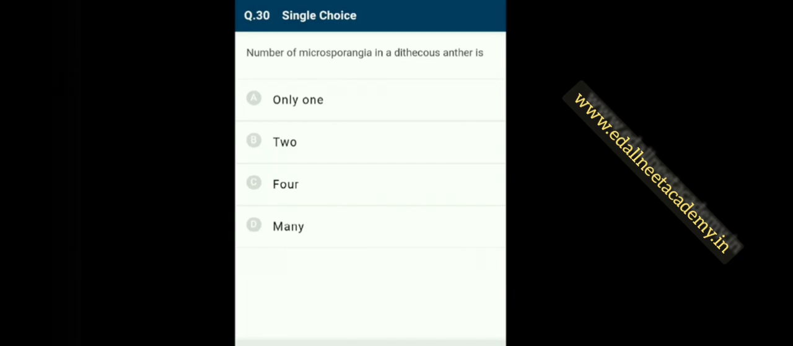Microsporangium is the structure found in the anther where pollen grains are produced, which is surrounded by multiple layers of tissues. Each lobe is the pollen sac, the site for production of pollen grains. Each lobe of the dithecous anther consists of two microsporangia. So the answer is option C. There are 4 microsporangia in a dithecous anther.